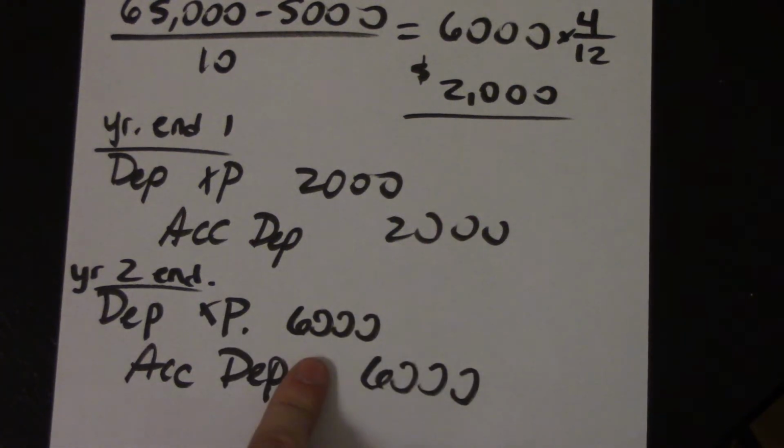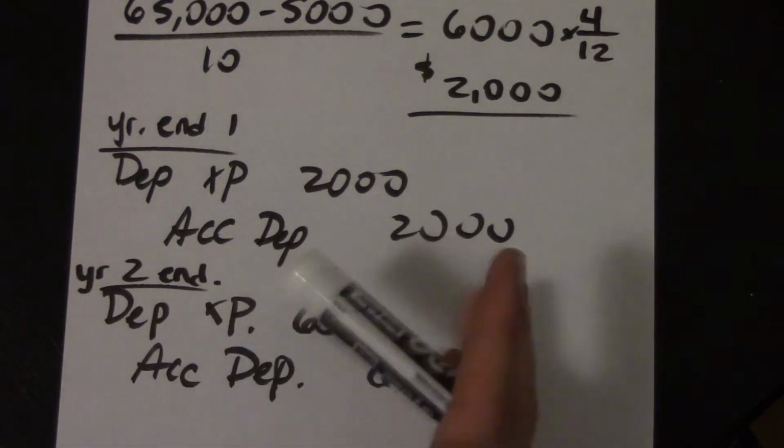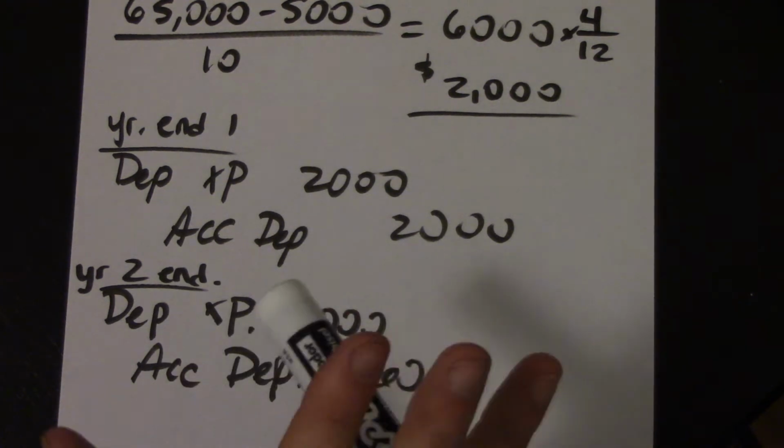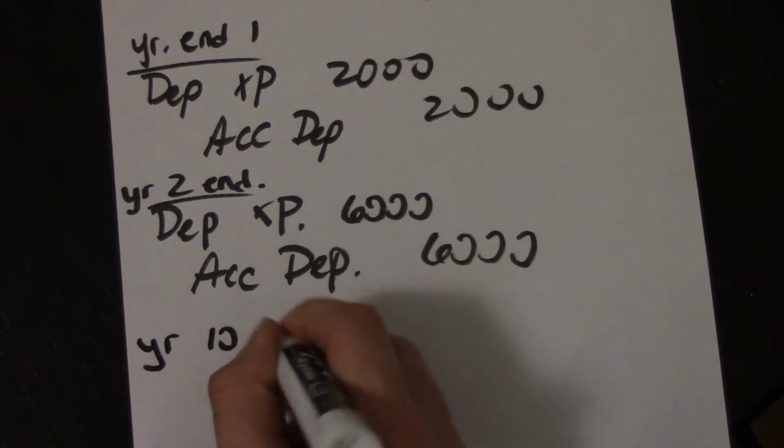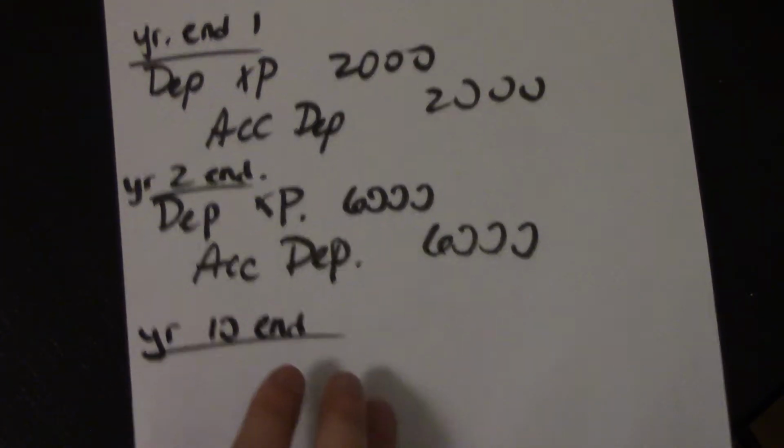year. So we're going to depreciate it by the full 6,000. And then in year 3, we'll do the same entry. In year 4, we'll do the same entry, and so on. In year 10, at the year 10 end, it's going to be a little different too.